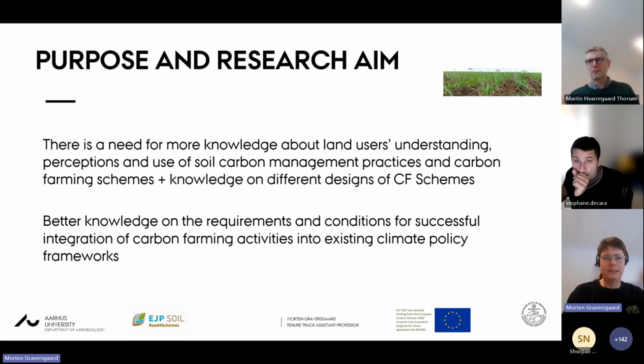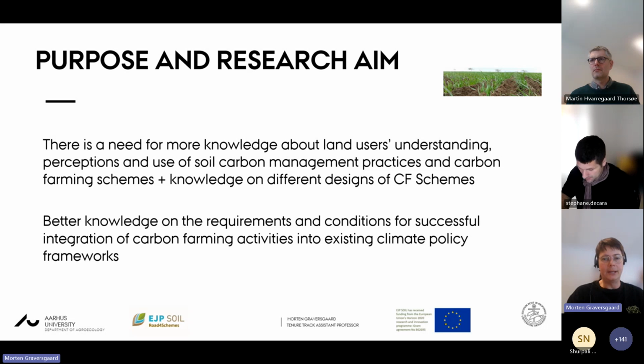The first part, so the more qualitative part, but also the other one. The reason is that we need some more knowledge on these land users, and also you could hear from Stefan and the others that we have a lot of ideas of how it works on a theoretical level, and we have all these schemes, but how do the land users, so the farmers and other landowners, actually understand and perceive and use both the soil carbon management practices, but also these carbon farming schemes? And also we needed to gain better knowledge on different design options, as Martin also presented, of these carbon farming schemes.